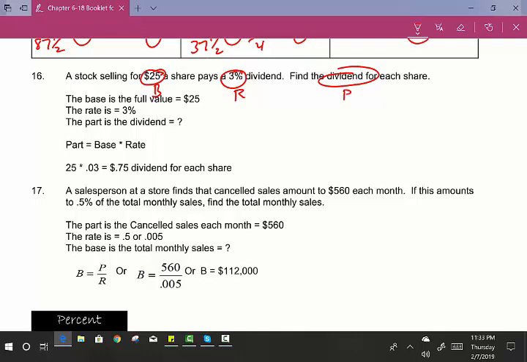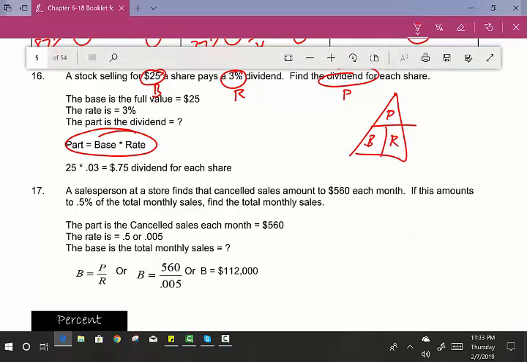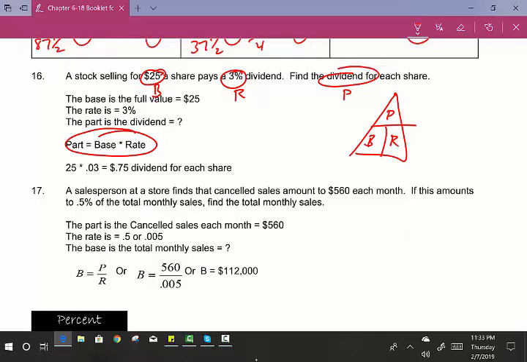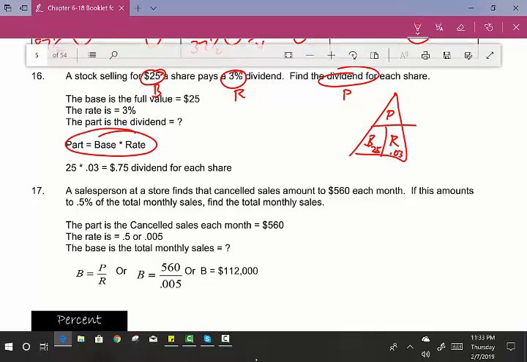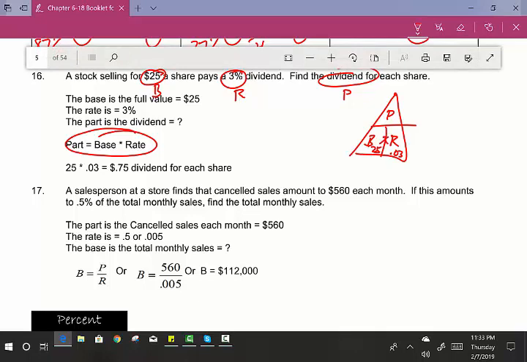So part is equal to base times rate, especially if you use the symbol right here. Part is in the point, base is in the bottom, rate is in the right. So we're going to put 25 right here for the base. And the rate, we're going to make it 0.03 when we move the decimal point 2 places to the left. And so 25 times 0.03 gives us the part, or the amount of the dividend, of 75 cents for each share.